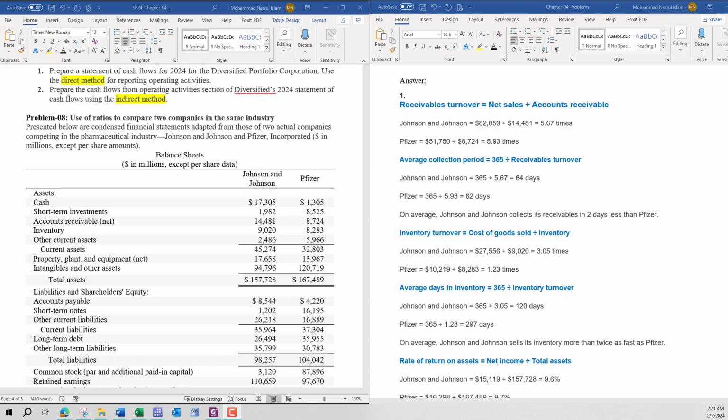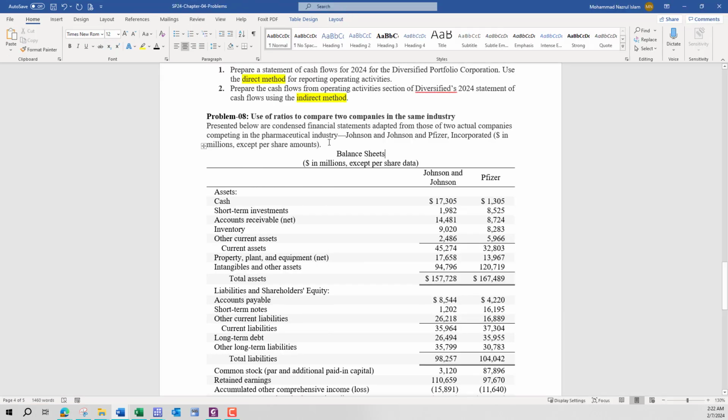Hello again. In this video, we will solve problem number 8. This is actually ratio calculations, and it is not so difficult. You just need to know the formula for the ratios. For example, what is the formula for the receivables turnover ratio? It is net sales divided by accounts receivable. And we can see that in problem number 8.